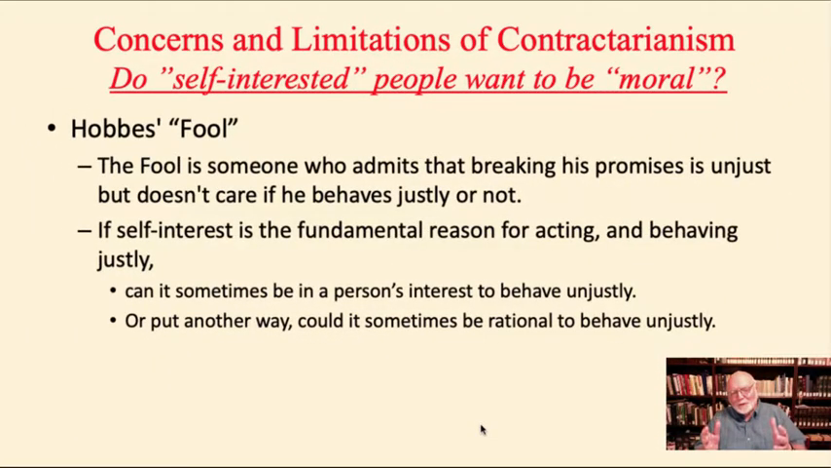All right, we've looked at a number of suggestions or ideas about the benefits or the attractions of contractarianism. Let's look at some of the limitations. And the first one is, do self-interested people want to be moral? Do self-interested people want to be moral? Hobbes has this argument about the fool. He says, the fool is someone who doesn't care about breaking promises. He doesn't care if he's just or unjust.